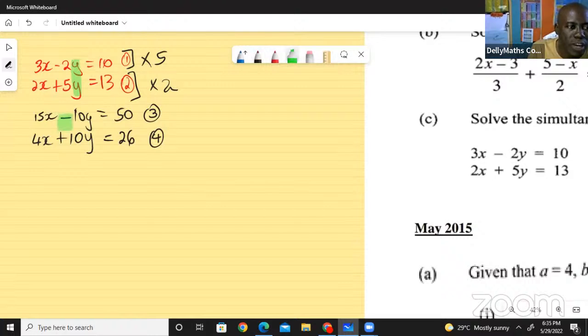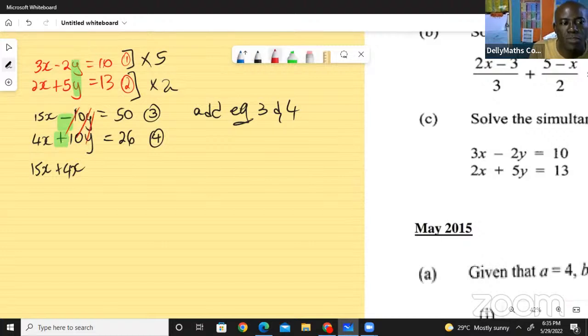All right, so you could see here that we have different signs. So with different signs, you add them and you're good. I'm going to write a statement at the back here that I want to add equation 3 and 4. So different signs you add, same sign you subtract. So 15x will be added to 4x. When you add a negative and positive of the same, it becomes 0. So I'm not going to write that because negative 10y plus 10y is a 0. 50 plus 26. Let's carry out this.